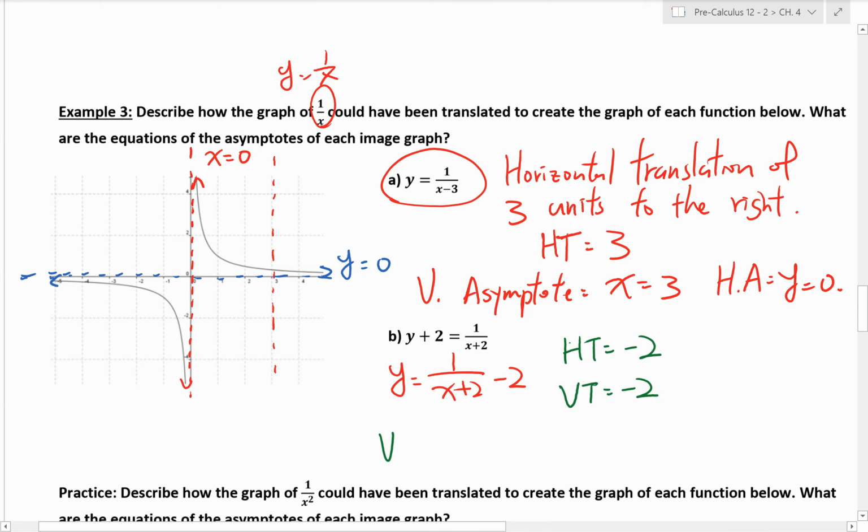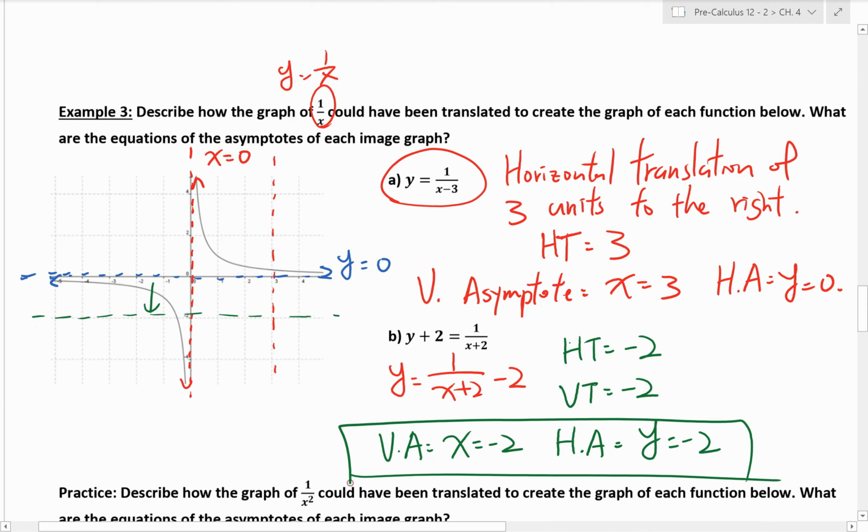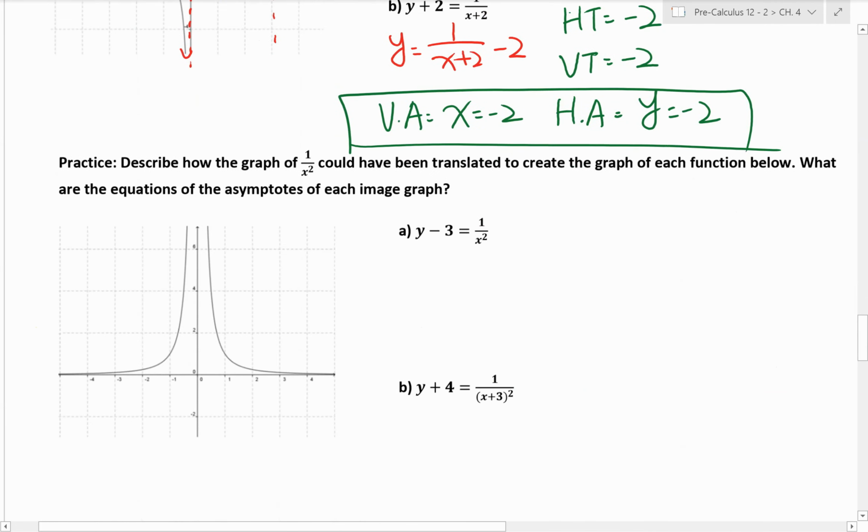So now our new vertical asymptote, VA, is going to change again because of the horizontal translation of negative 2, we're moving 2 units left. So the equation is now going to be x equals negative 2. The horizontal asymptote, this was the horizontal asymptote right here. Because we're moving down by 2, the new horizontal asymptote is going to move down this way to here. So then the equation is going to be, sorry, not x, y equals negative 2. So that would be the equation. Hopefully this was okay for you. There's the practice question. Good luck.